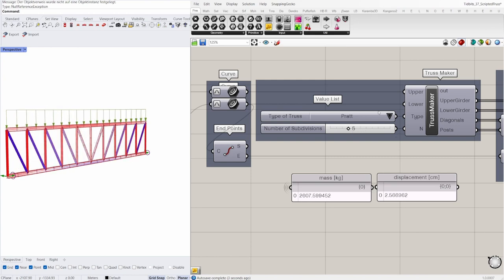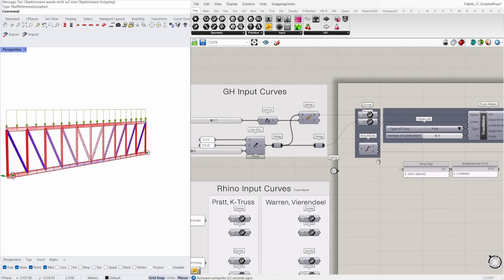The TrussMaker only needs two curves as an input, the upper and the lower, and it doesn't matter if the curves are from Rhino or created in Grasshopper. If you're familiar with C# scripting and want to take a closer look at the programming of the TrussMaker, you need to download the GH file from the video description.